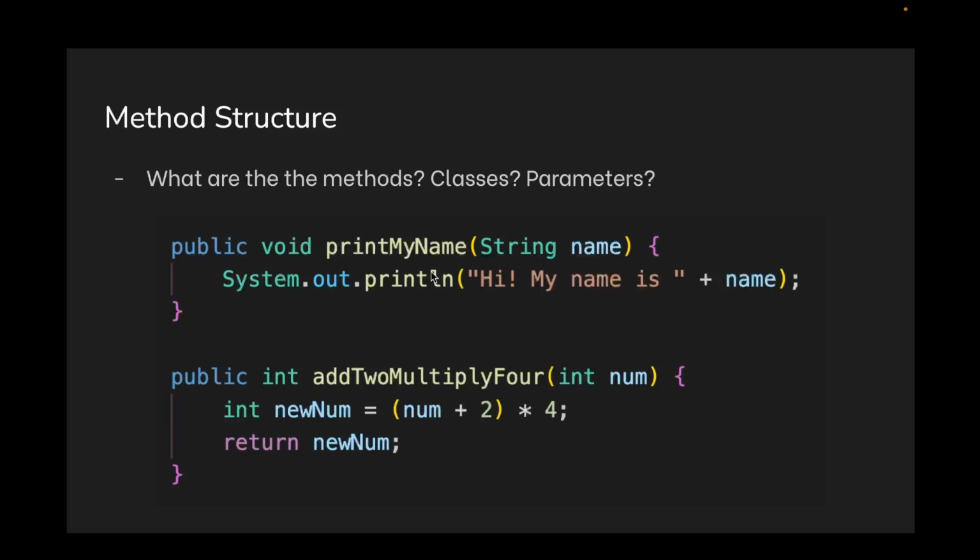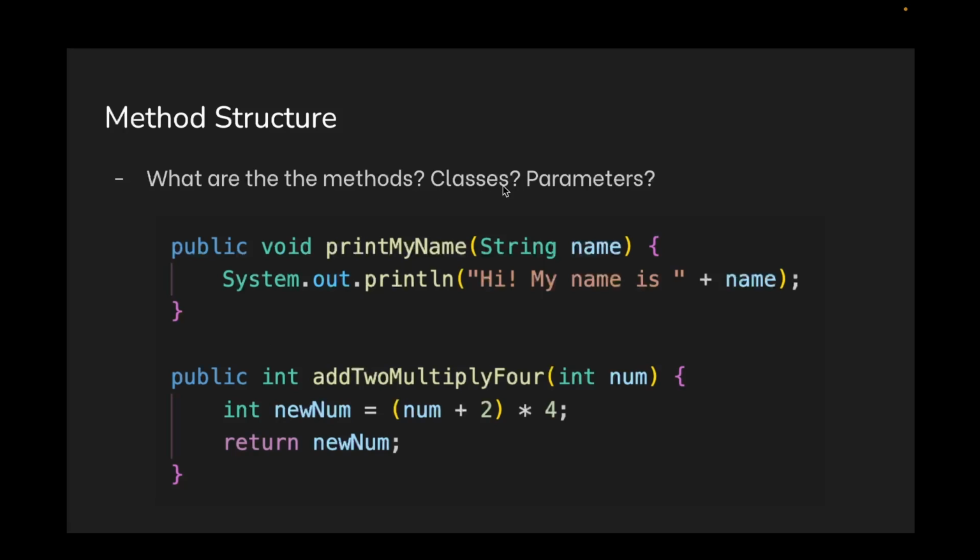Alright, I put this here so that we can identify the characteristics of methods. So what are the methods here? Well, we have print my name right here, and then add 2 multiplied by 4. This is an example of a calculation that I was talking about. Say you wanted to do this multiple times, you could just define a method like this and then keep calling this method over and over again to enable that principle of polymorphism. So those are the methods.